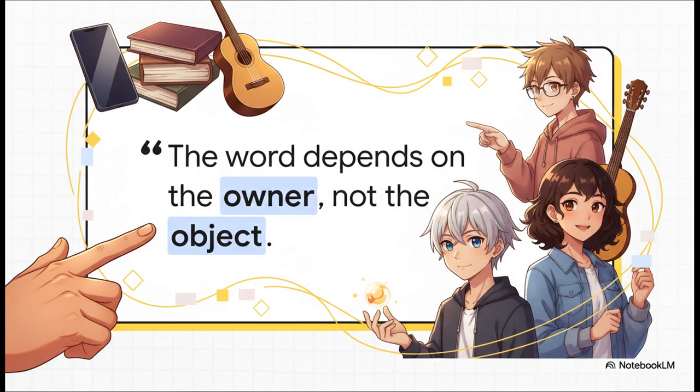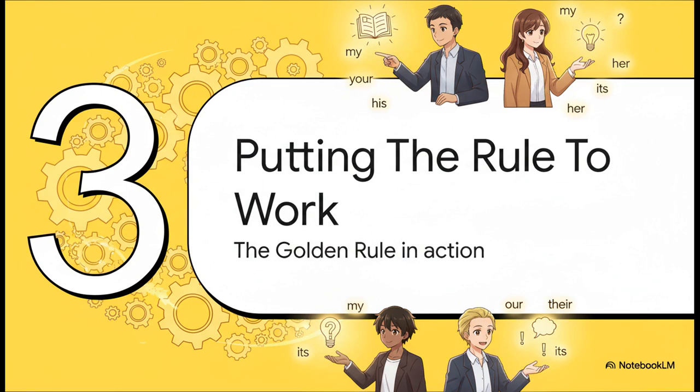This is the golden rule. The word you choose depends on the owner, not the object. That's it. It doesn't matter what the thing is. All that matters is who it belongs to. Let's see what that looks like in practice. Now, that rule might sound almost too simple, I get it. But let's put it to the test right now, and you'll see just how powerful it is.